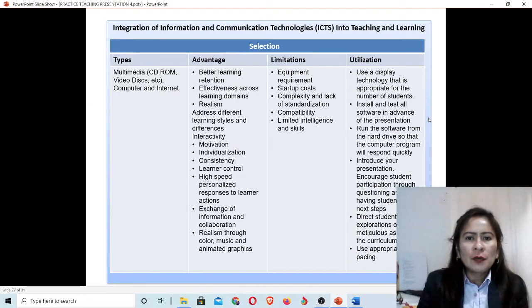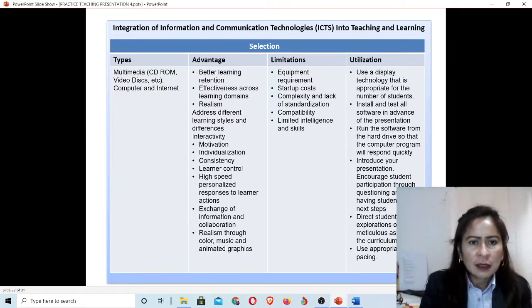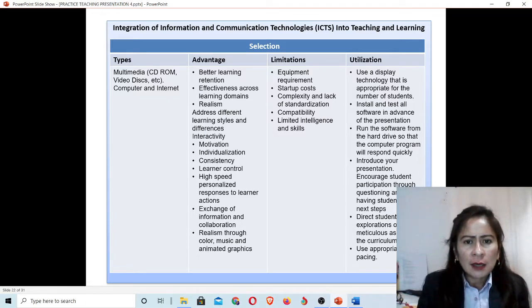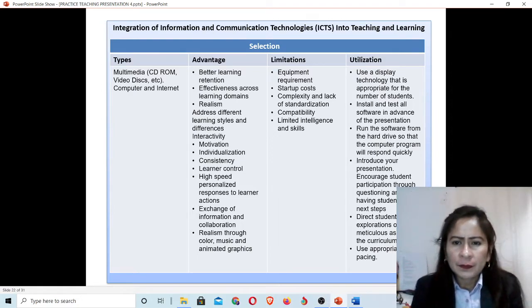Integration of information and communication technology. We have types, advantage, limitation, and utilization. Types: multimedia or CD-ROM, video disc, etc., and computer and internet. Advantages include better learning retention and effectiveness across learning domains. Limitations include equipment and startup cost.